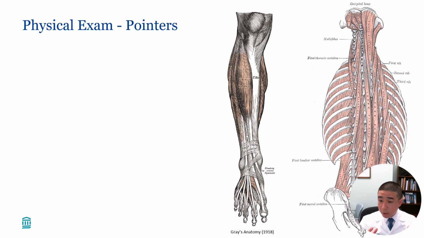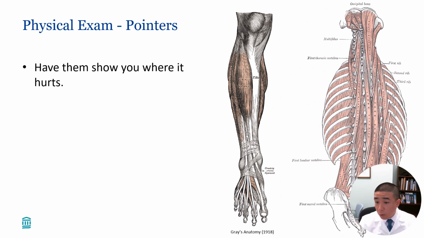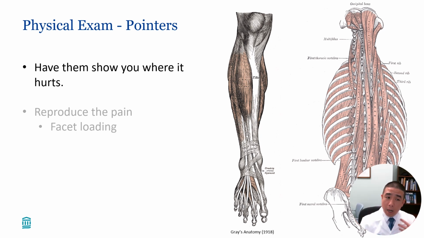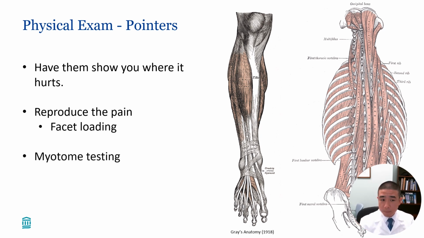On the physical exam, you want to do a thorough and targeted physical exam. You really want to have them show you where it hurts. On top of that, have them reproduce or at least think about the actions that reproduce their pain. It just cuts down on the ambiguity about the things you're talking about. Is their pain worse with certain maneuvers, whether that be facet loading or straight leg raise? All of these can be very helpful in localizing where the pain's coming from. And you want to conduct a thorough myotome testing, helping you differentiate potentially a foot drop from, let's say, a lumbar radiculopathy versus a more peripheral cause like a peroneal neuropathy.